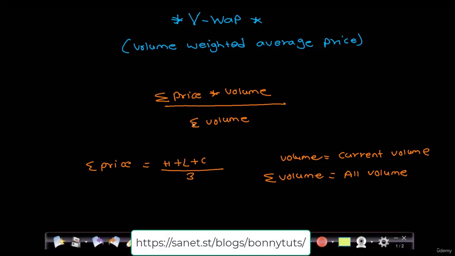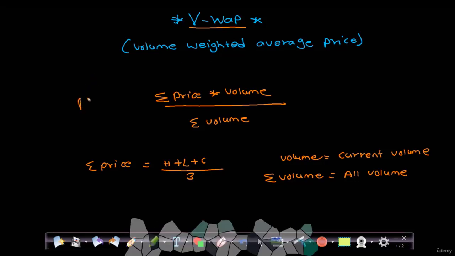In this video, we are discussing another indicator called the VWAP indicator. The long form of VWAP is volume weighted average price indicator. Now, this indicator purely depends on the volume in the market and the current price. So, this is the formula.